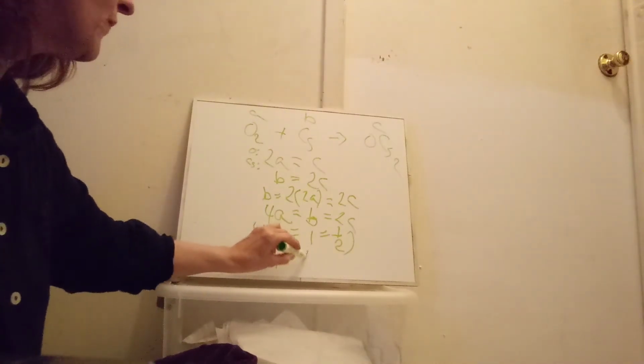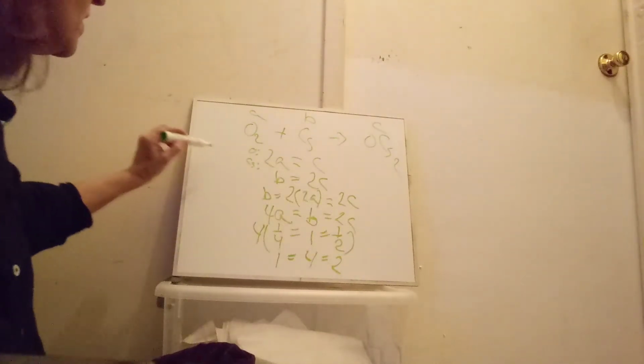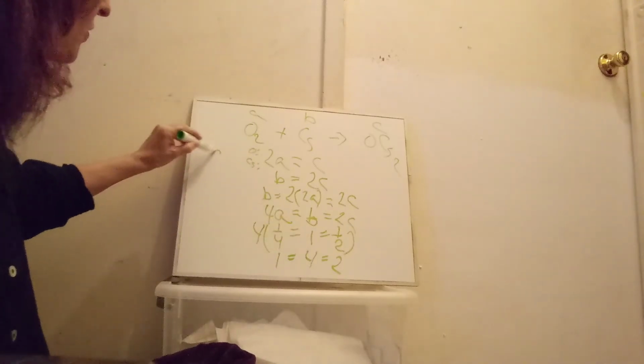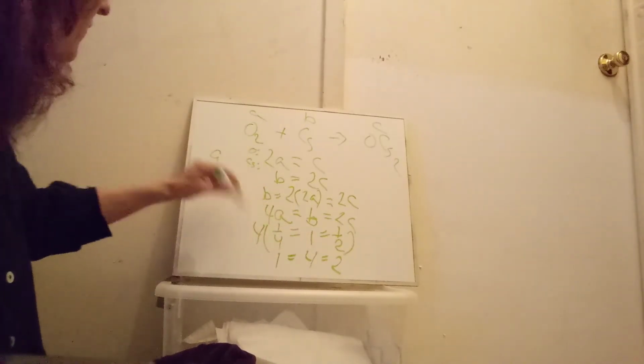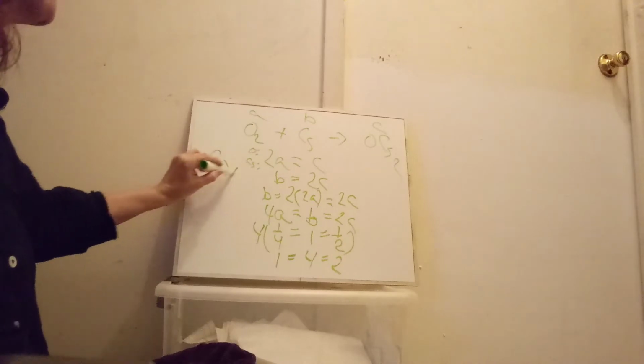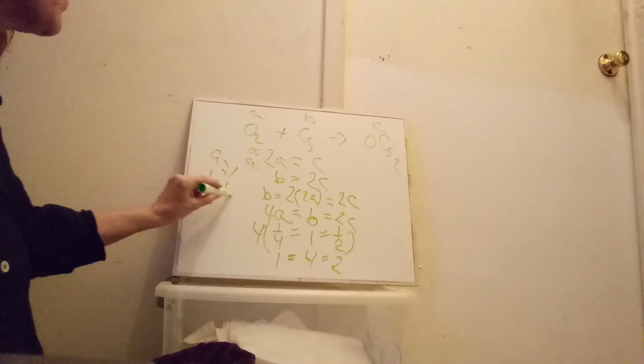A equals 1, B equals 4, C equals 2. You don't need that stuff actually, I can just go straight up here. A equals 1, B equals... It's not a great idea to skip steps.